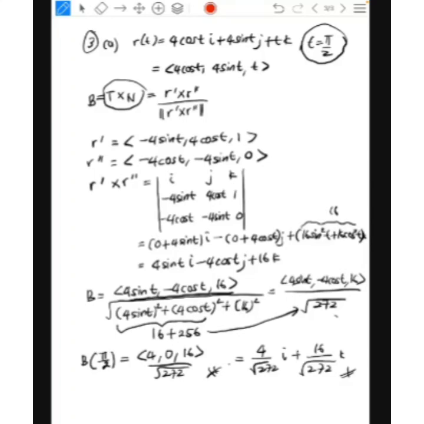Okay. Let's look into question number 4, which is the arc length. Find the length of each of the following arc. So what is arc length? Say you have a length like this. This is your arc, your curve. We want to calculate the length from here to here.